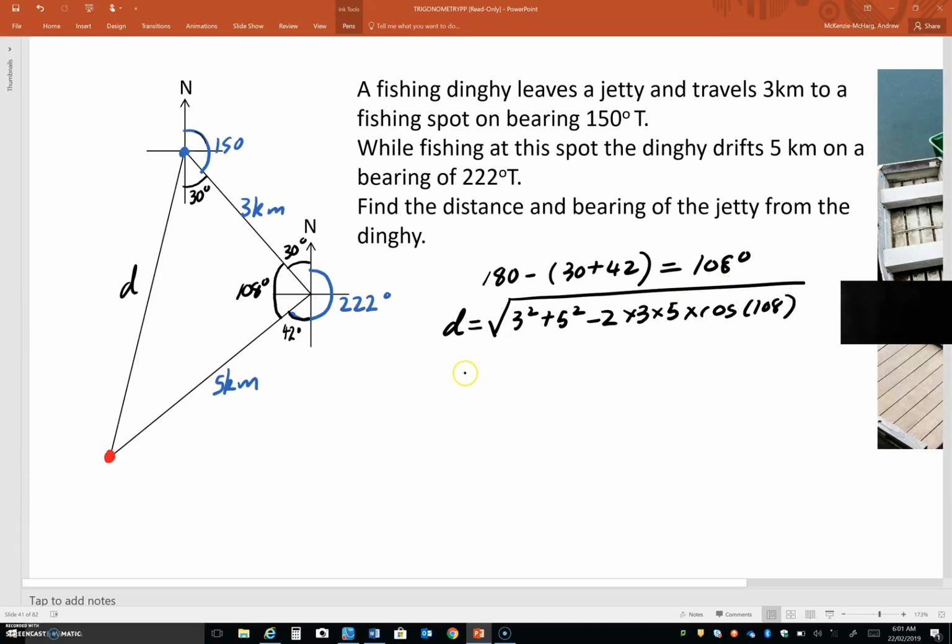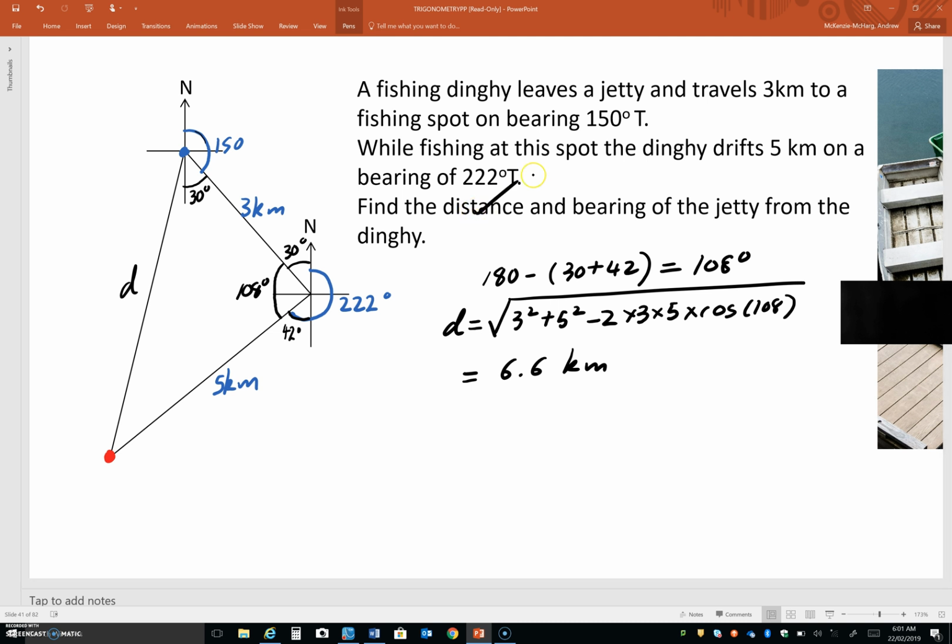And rounding this answer to 1 decimal place, we get 6.6 kilometers. So if you're having trouble getting that number with your calculator, I'll show you the calculator screen with all the calculations for this video at the end of the video. Okay, that's good.